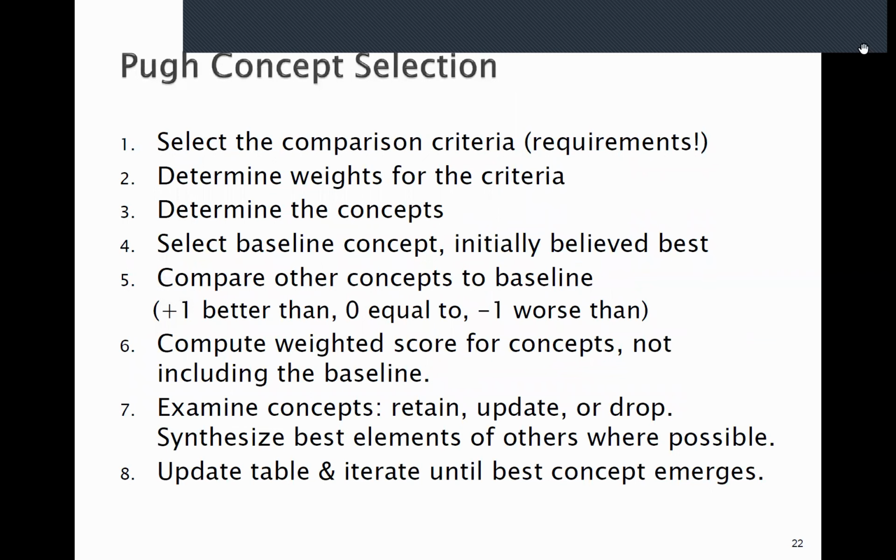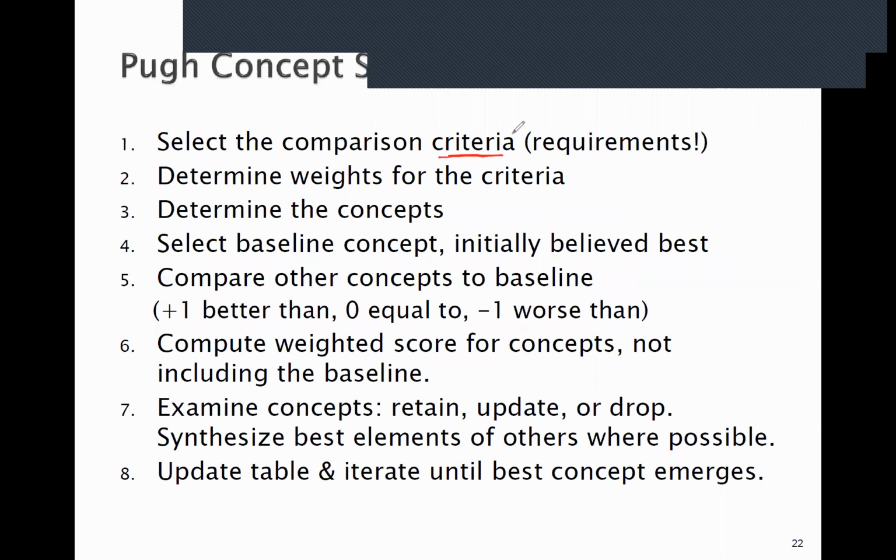Concept selection, that's another decision making or concept evaluation method. We, as usual, choose criteria. Usually this criteria is related to the requirements, marketing requirements or engineering requirements, usually marketing requirements. We determine weights for each criterion and then determine the concepts accordingly. We select the baseline concept. So one of the concepts should be the baseline concept.